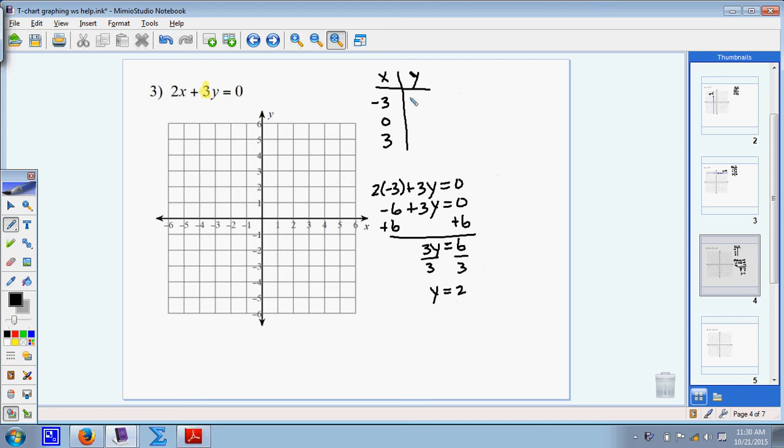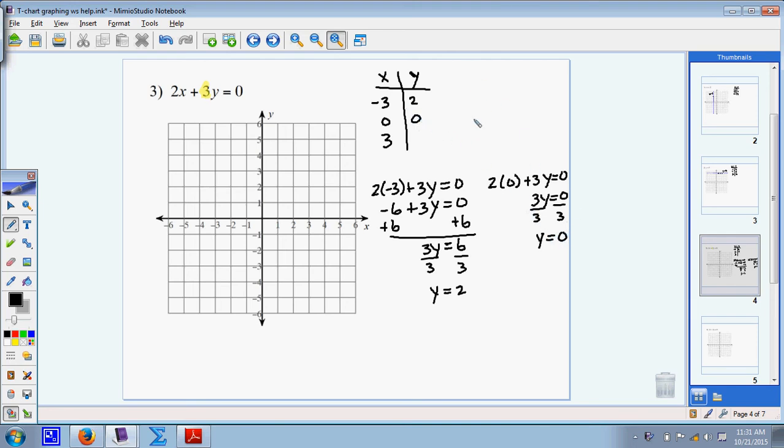So I've got my first point out of 3, and then I need to solve for my next one. The 0 is probably the easiest one that you can do because we love 0 so much. Because 2 times 0 is just 0, so I don't even really need to worry about that. So I have 3y is equal to 0. I divide. So y is equal to 0.